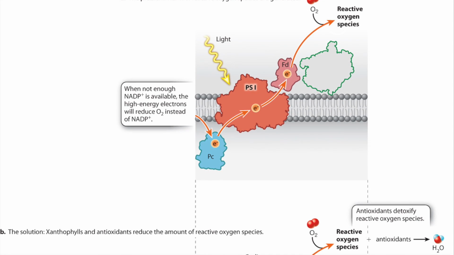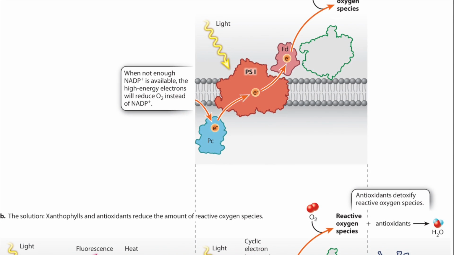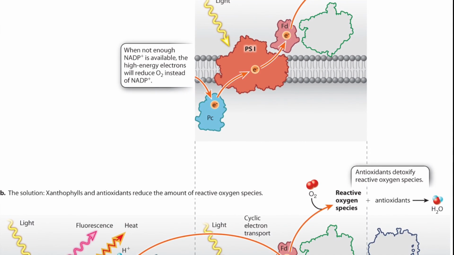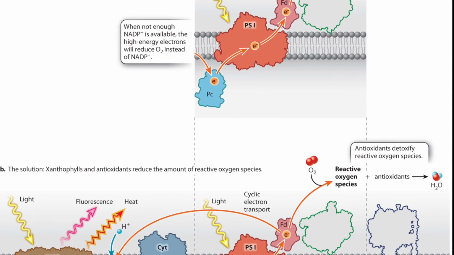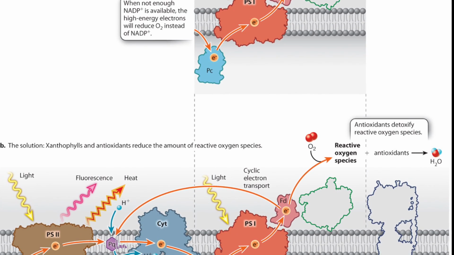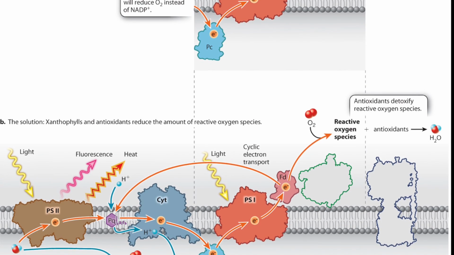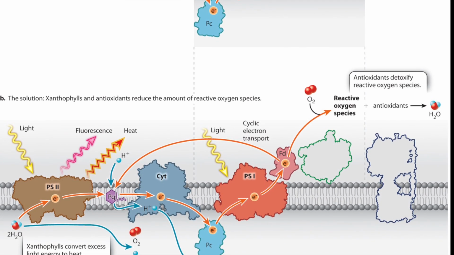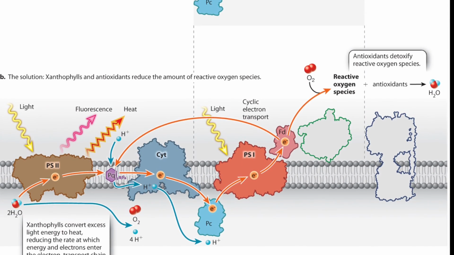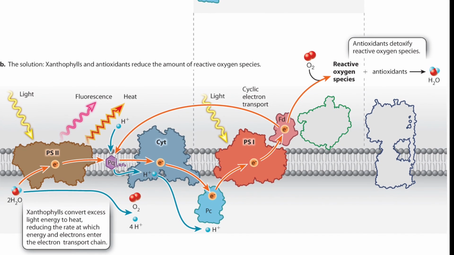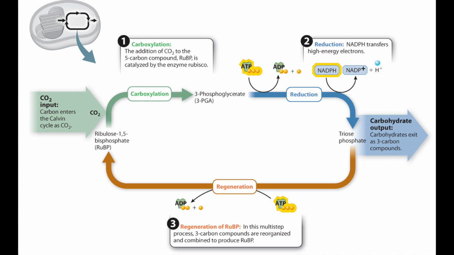Sometimes the energized electrons reduce O2 instead of NADP+, which causes reactive oxygen species. Reactive oxygen species are converted into H2O when antioxidants are added. The next step of photosynthesis is the Calvin cycle, which is split up into three parts: carboxylation, reduction, and regeneration.